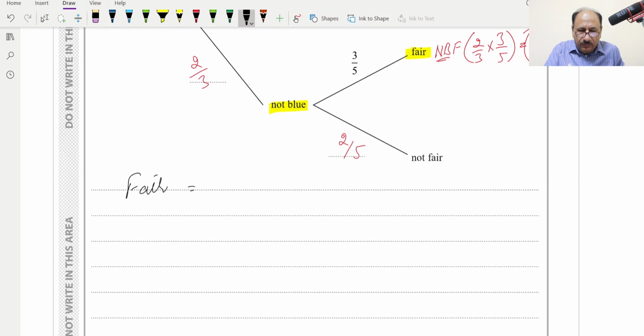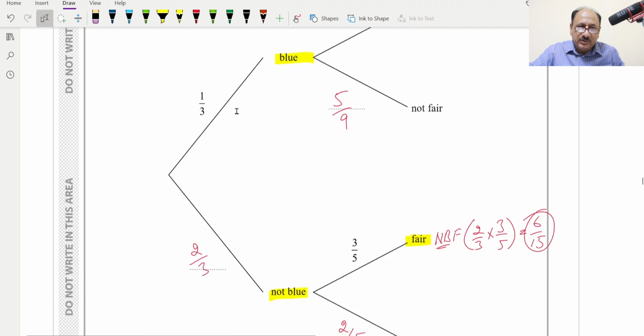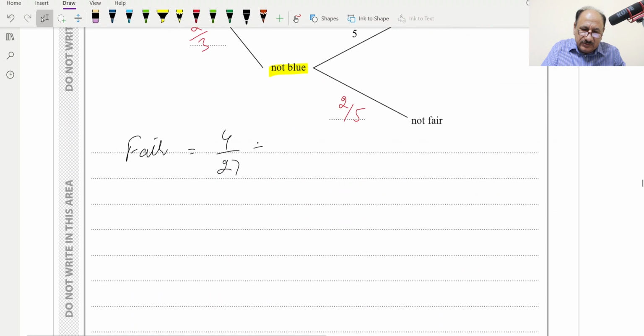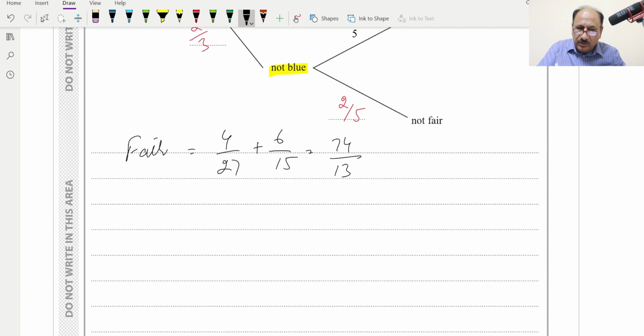For fair, it will be 4 by 27, which we have calculated over here, and the second will be 6 by 15. These two probabilities we will add, so 4 over 27 plus 6 over 15, and this will be equal to 74 over 135. This will be for fair.